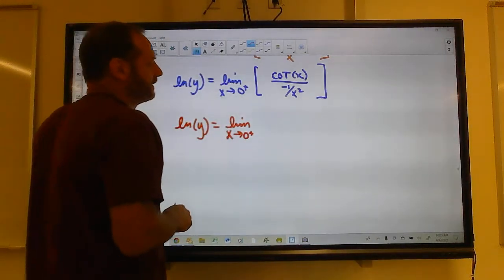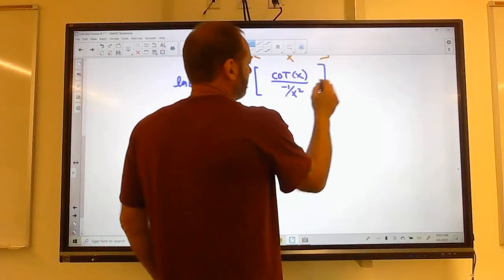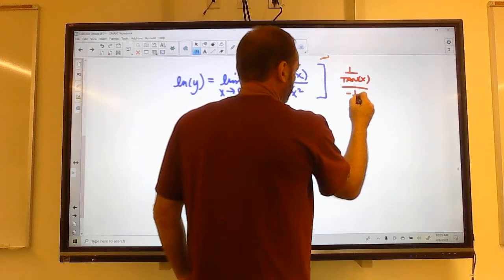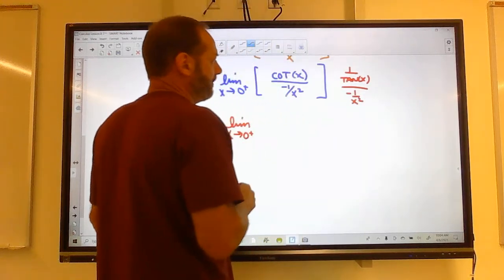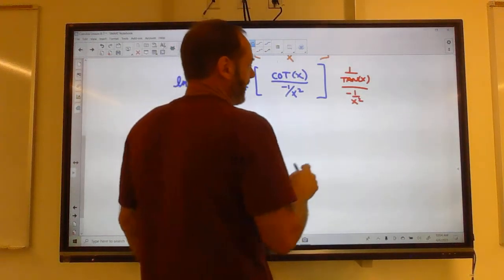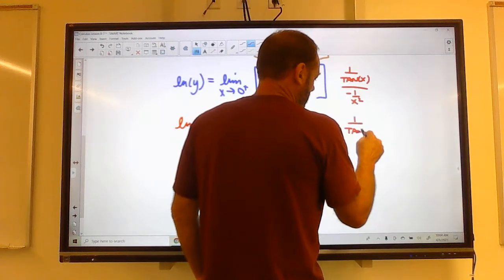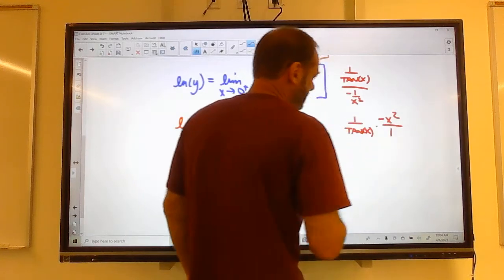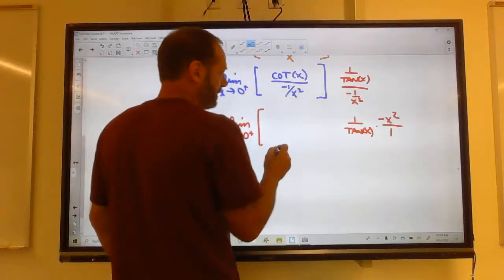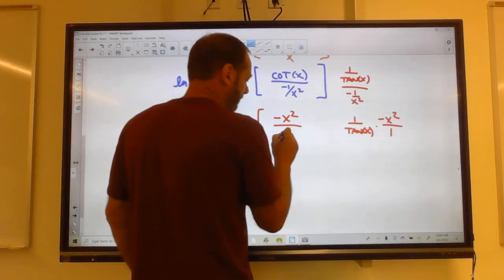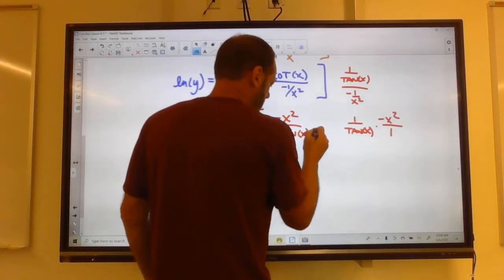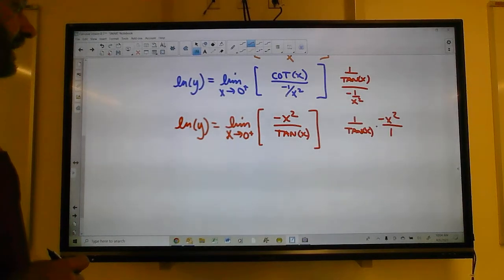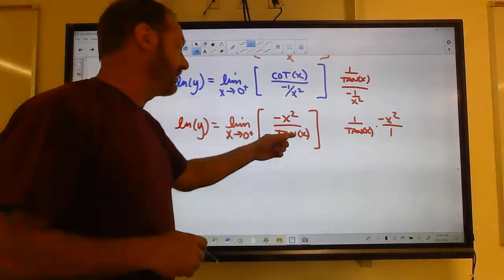Okay. So this is essentially 1 over tangent divided by negative 1 over x squared. And remember, when you divide fractions, you invert and multiply, right? And so this ends up being negative x squared over the tangent of x. Okay, I still can't do that because if I put in 0, I get 0 over 0.